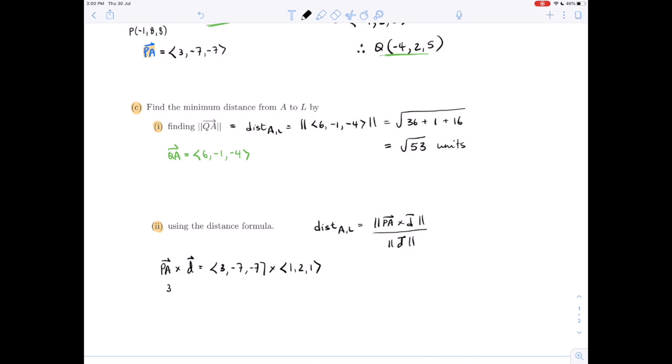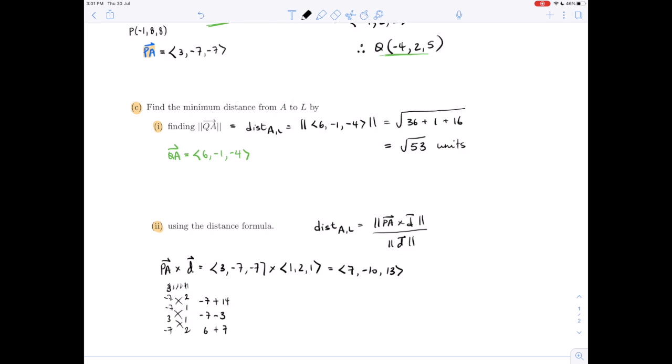Let's calculate that. So we have 3, minus 7, minus 7, crossed with 1, 2, 1. So what do we have here? We have minus 7 minus minus, so plus 14, which is going to give me positive 7. We have minus 7 minus 3, which is going to give me minus 10. And 6 minus minus, so 6 plus 7 is 13.